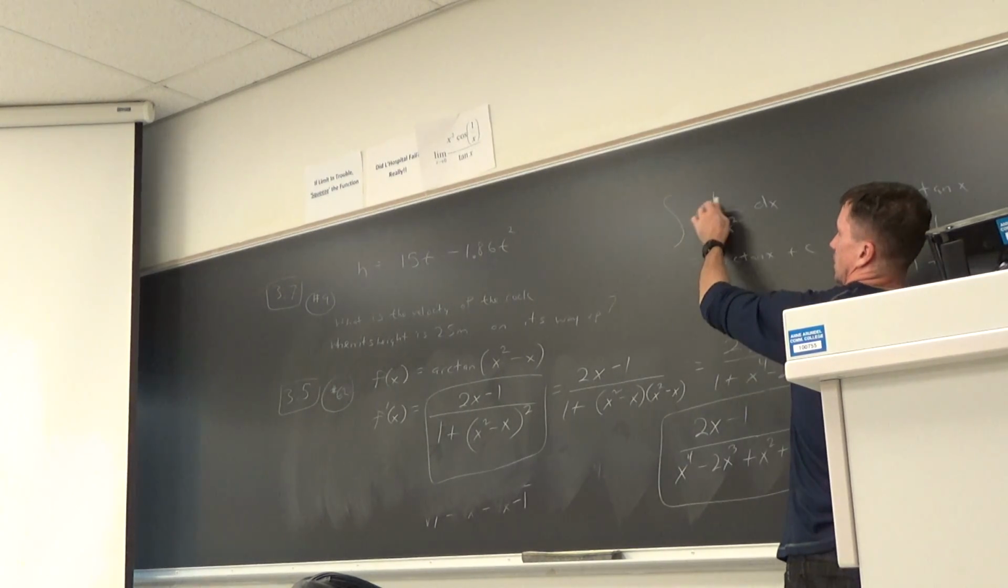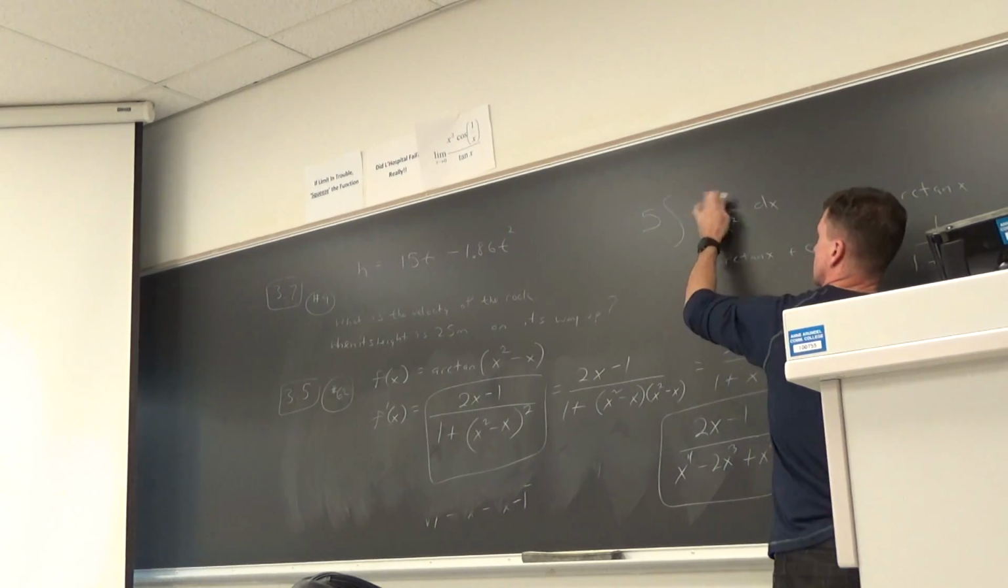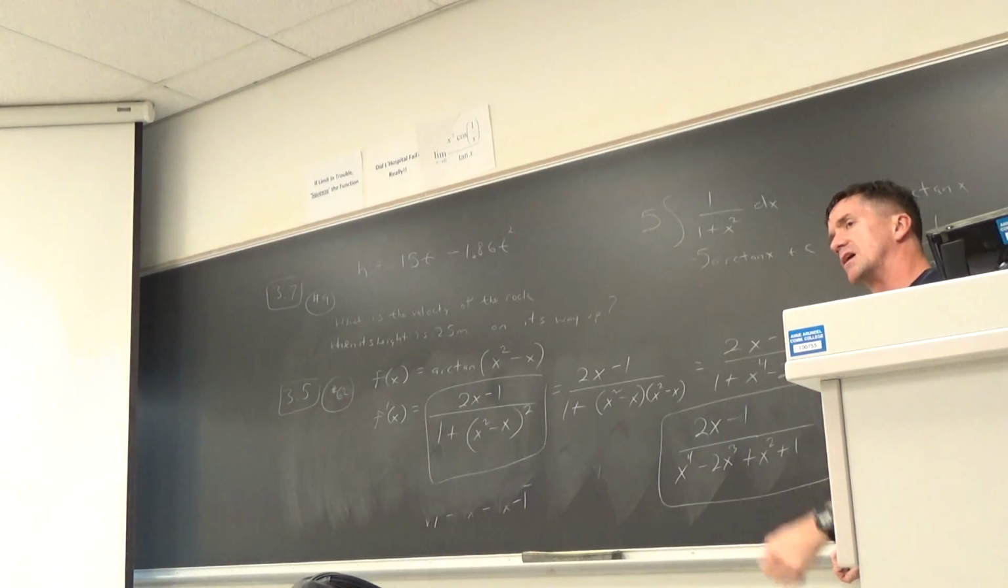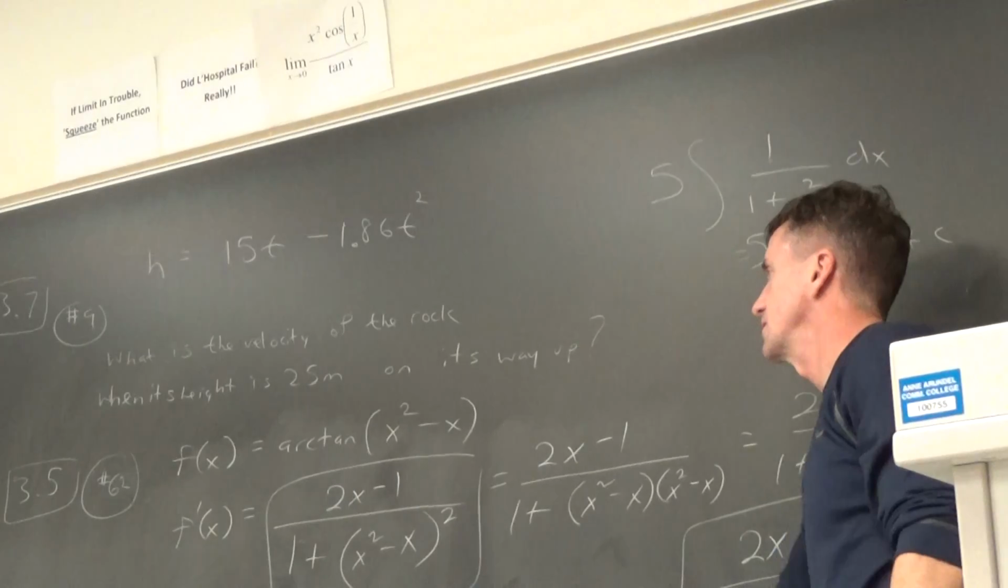And even, this is another thing, what if this had a 5? All you do is you throw the 5 out here, and you put an answer like that, because of the constant rule. Constant rule applies with the antiderivatives as well. So that's really what's going on, so you can see that. And it's a great one.